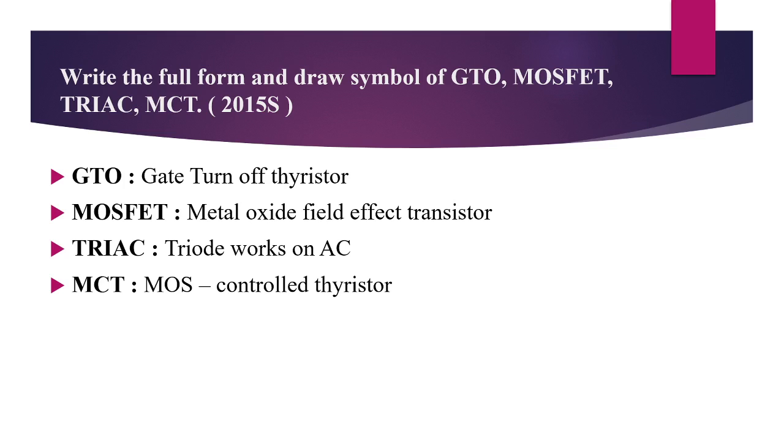Second question: write the full form and draw the symbol of GTO, MOSFET, TRIAC and MCT. Full form of GTO is Gate Turn Off thyristor, MOSFET is Metal Oxide Semiconductor Field Effect Transistor, and TRIAC is a triode that works on AC. MCT means MOS Controlled Thyristor.